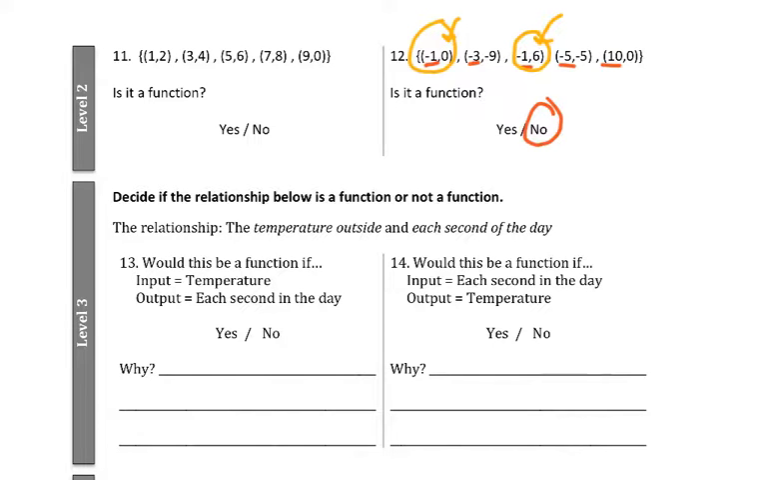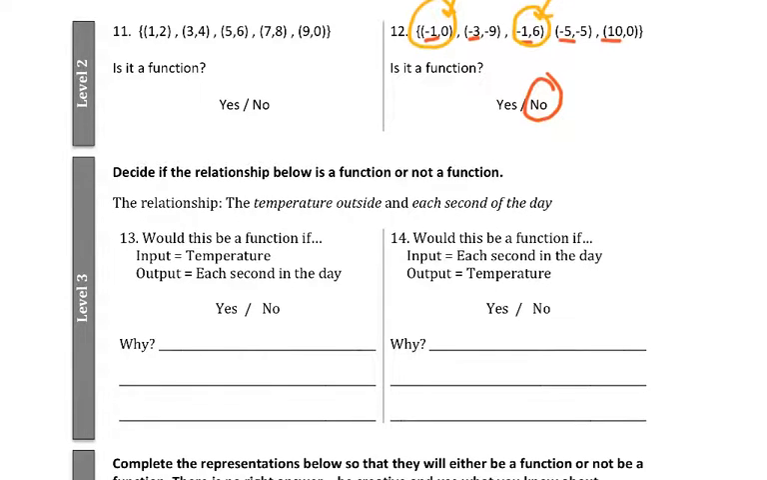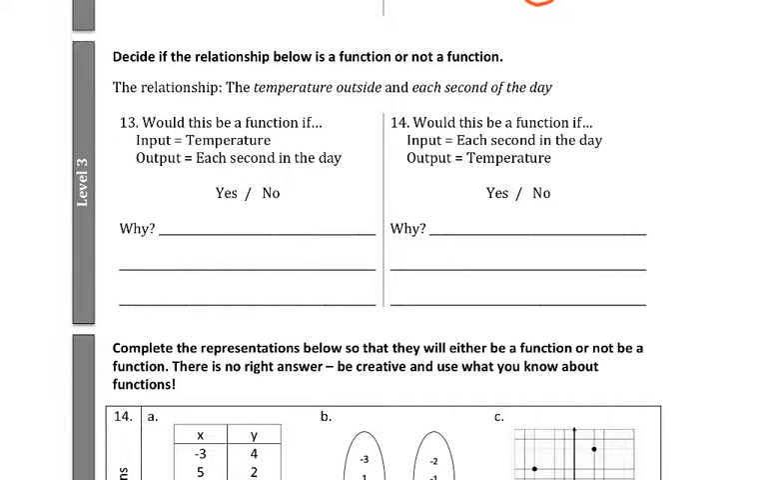Now I'm going to help you answer question 13, but I'm going to need you to write the answer in your own words. A way to think about the relationship between the temperature outside and every second of the day. So if you wanted to, you could imagine this line representing temperatures as your input. So if your x value was a temperature, and the output was what time of the day was that temperature.